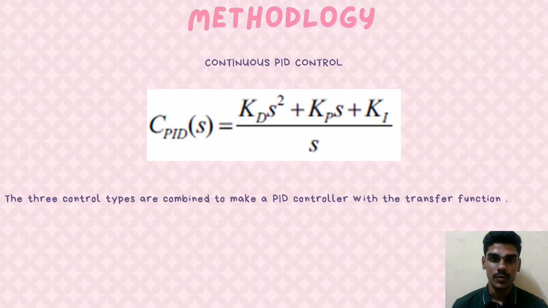Continuous PID control. These are the formulas. The three controller types are combined to make a PID controller with the transfer function.